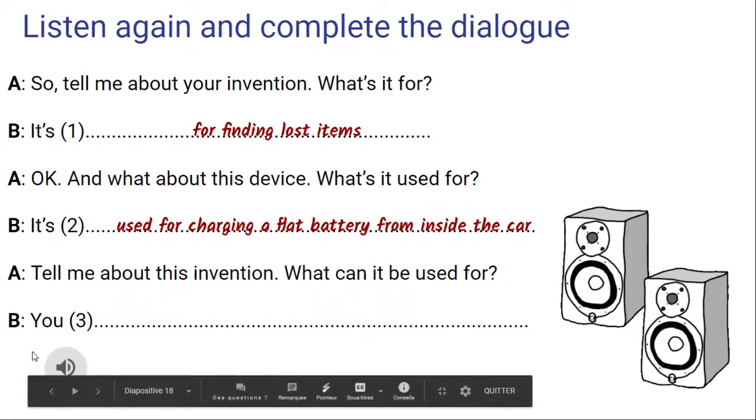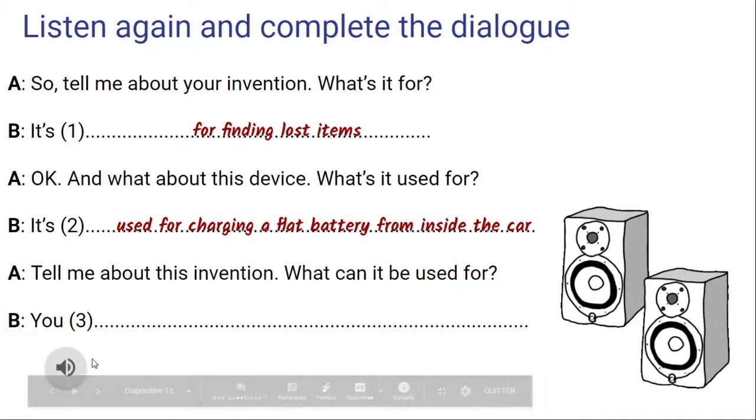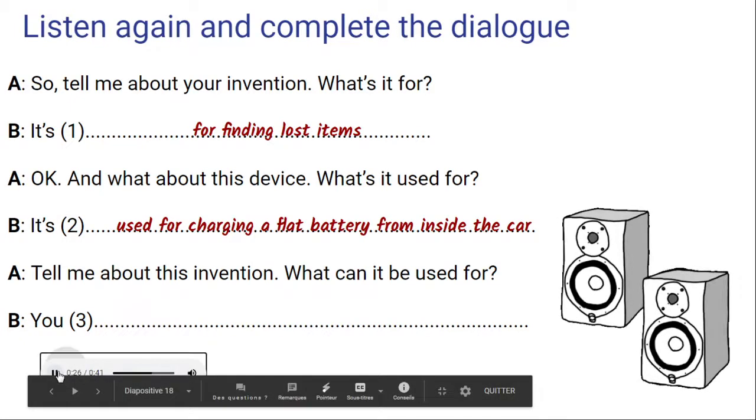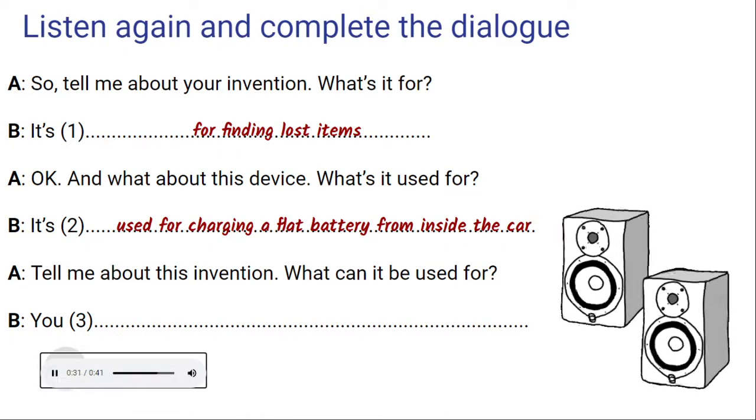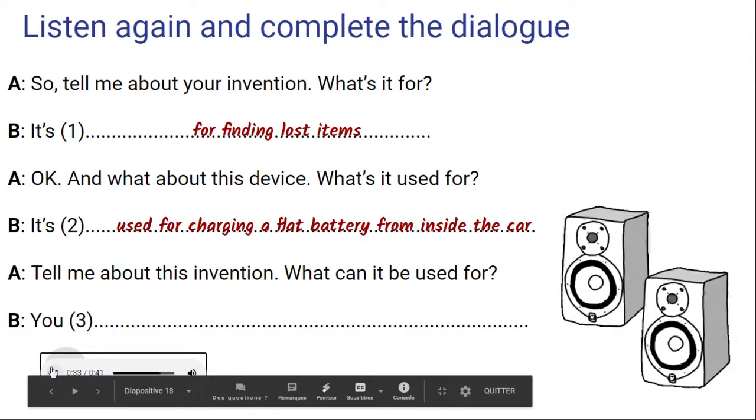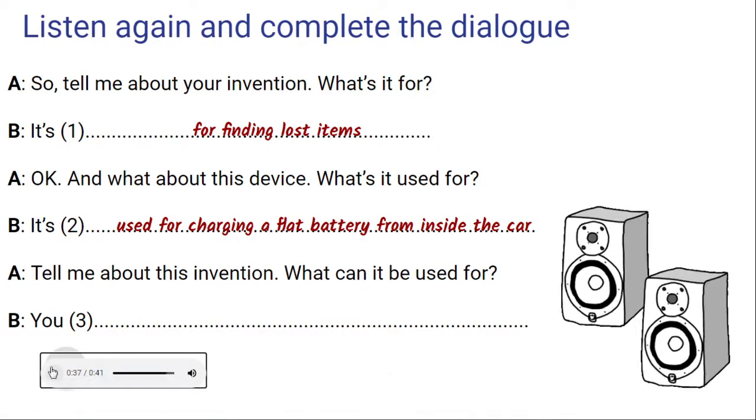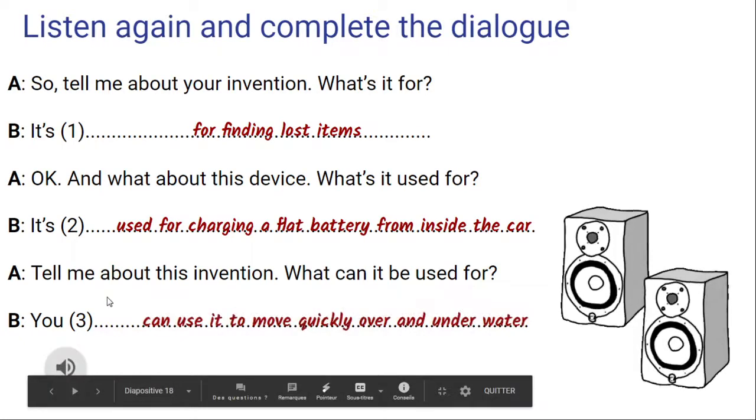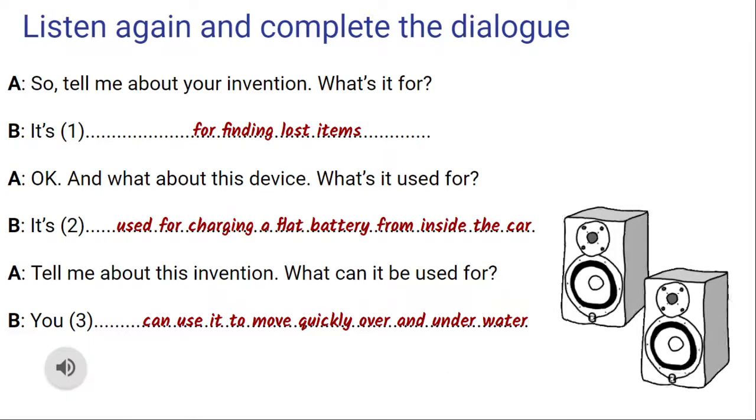So last, let's say, last pair of sentences or statements. C. Tell me about this invention. What can it be used for? You can use it to move quickly over and under water. So he says, you can use it to move quickly over and under water. So question number 1, what is it for? We answer it, it is for this and that.